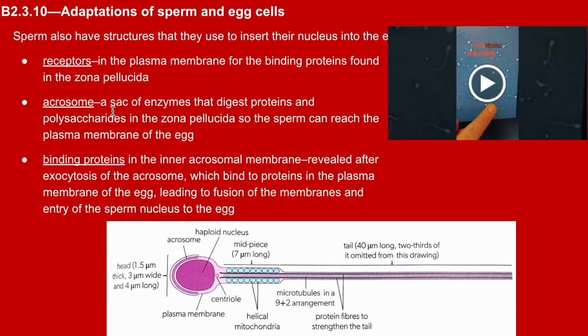Okay, the acrosome is the sac of enzymes that's going to digest proteins in the zona pellucida so sperm can reach the membrane of the egg. There are also receptors for the binding proteins we mentioned earlier that are in the zona pellucida, and binding proteins themselves, which are revealed after exocytosis of the acrosome, binding to proteins in the plasma membrane of the egg, leads to fusion of the membranes and entry of the sperm nucleus to the egg.